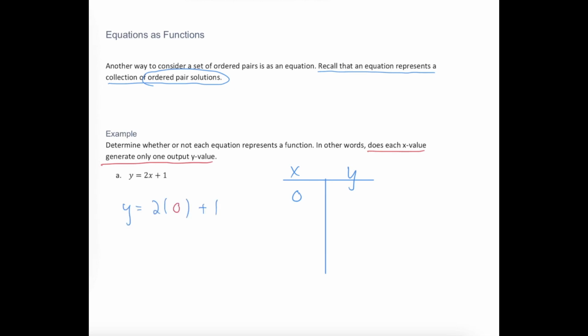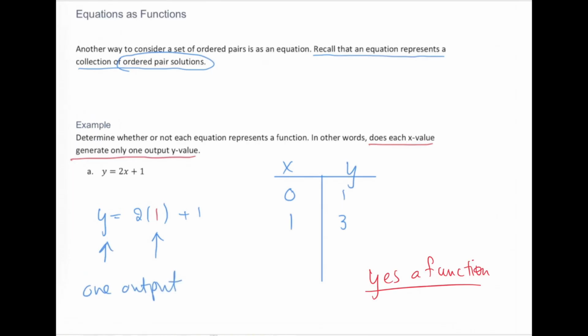Well, if I plug in x is equal to 0, I'm going to get y is equal to 1, and I'm not getting more than one output there, right? If I plug in x is equal to 1, I'm similarly just going to get one y value output. And when our equation is solved for y, then we can more easily see that when I plug in an x, I'm only going to get one y value as an output. So this equation is a function. So let's look at another example here.